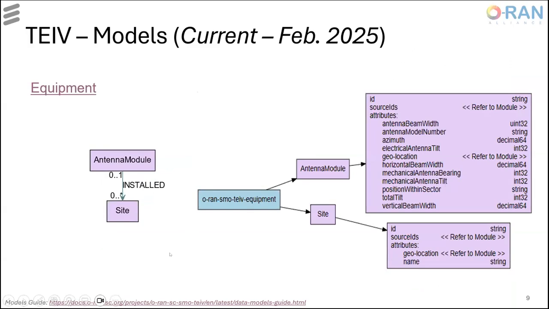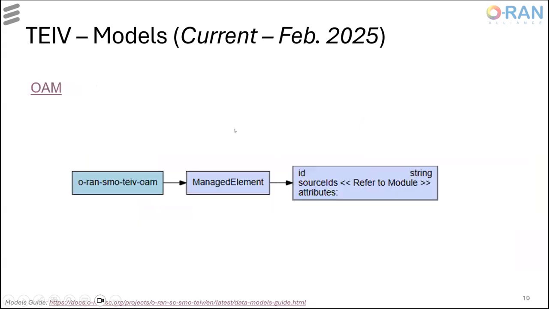Then for the equipment domain, it's focusing more on RAN equipment, but can also be extended out to other types of equipment. So we have the concept of a site and an antenna module installed at that site. We would envisage that this model will explode out as work continues in Workgroup 10, either for this domain or for something similar. We also have an OAM domain, which is handy for being able to associate entities with the managed element responsible for those.